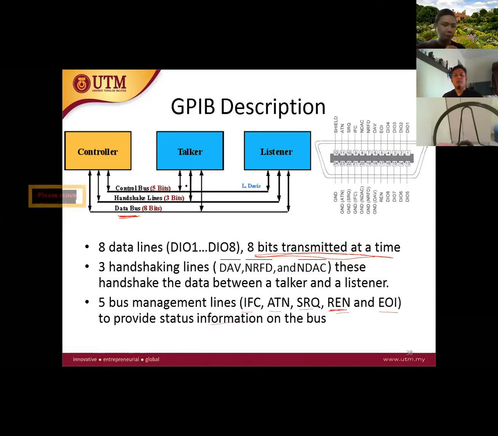Okay, we will decide which device will be the talker or which one will be the listener. So the handshake line will be the data that coordinates the data transfer.